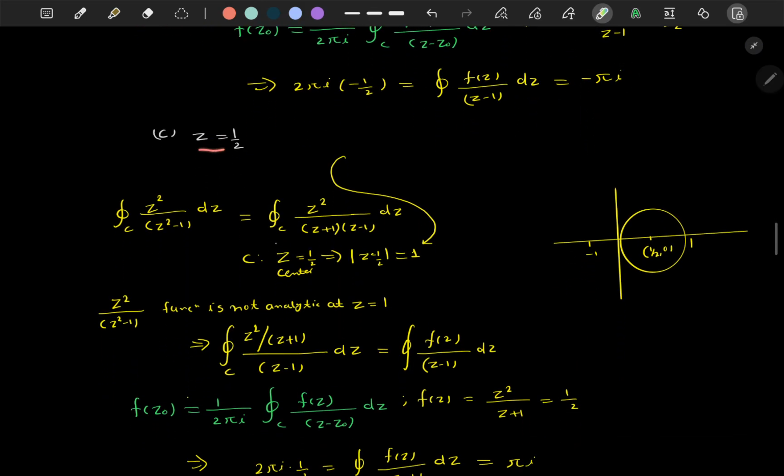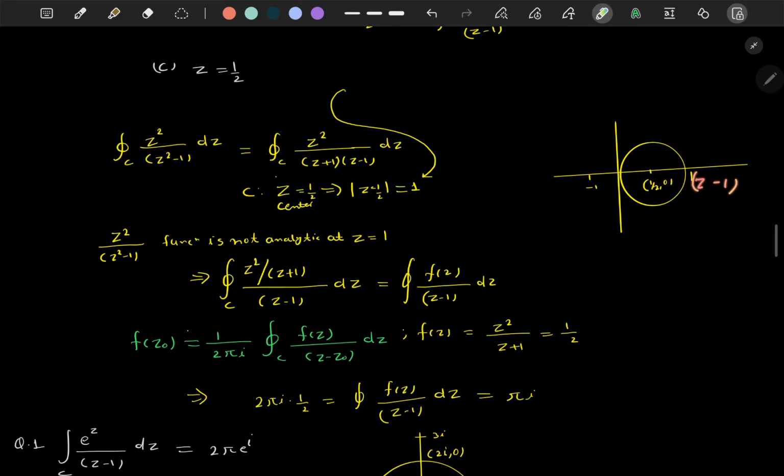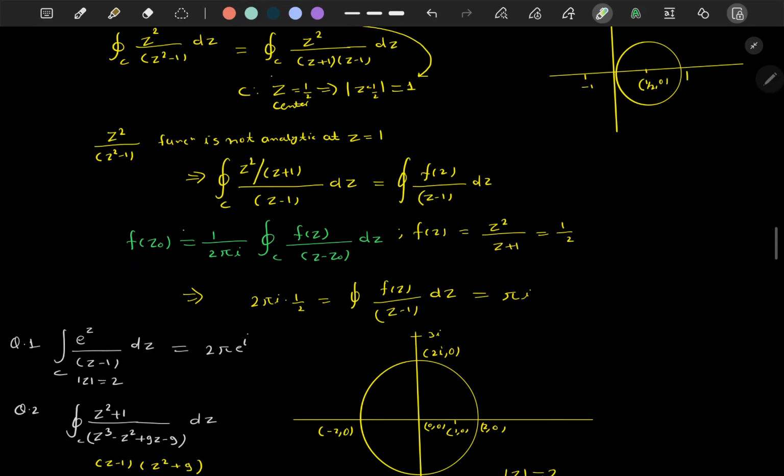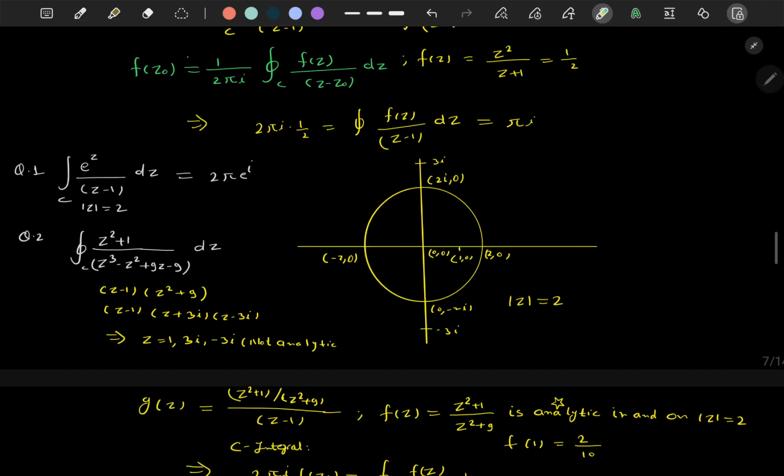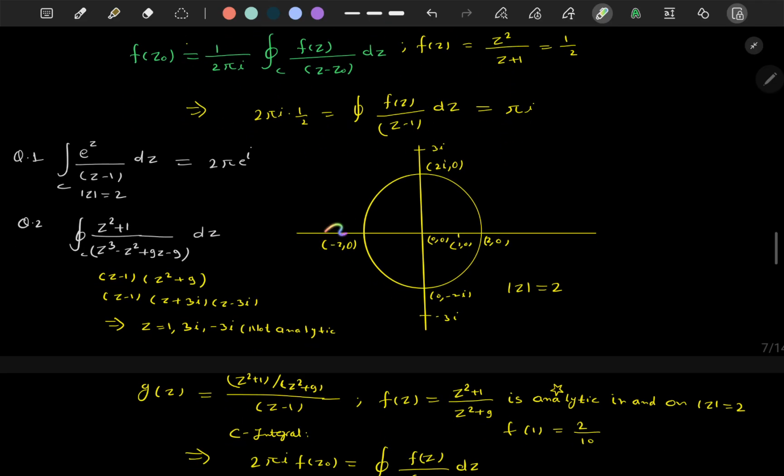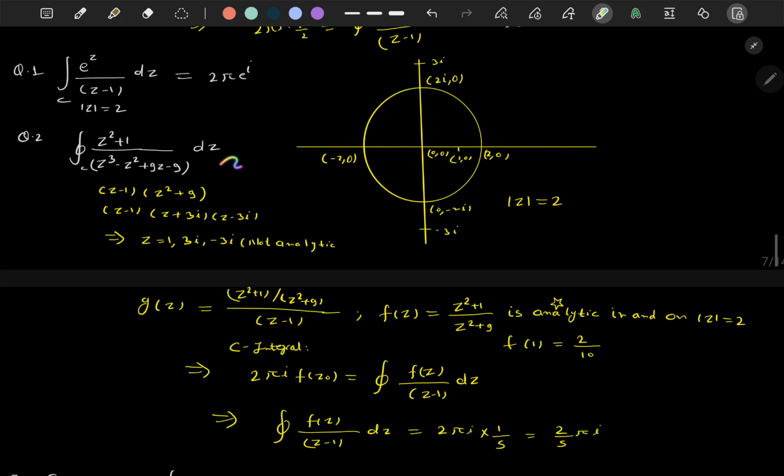Now z equal to 1 by 2, meaning the center is 1 by 2 comma 0. Point minus 1 is lying outside, but point 1 comma 0 is lying on the closed contour C. So it's a problematic point. So z minus 1 will be in the denominator, same as above. Same approach. Okay. Iota will be the answer.